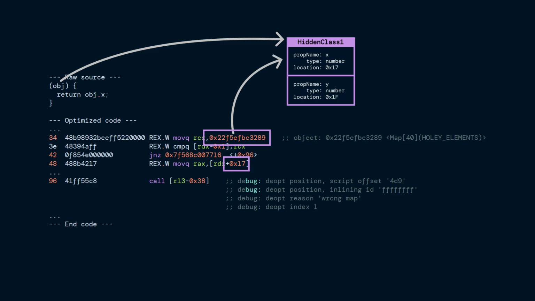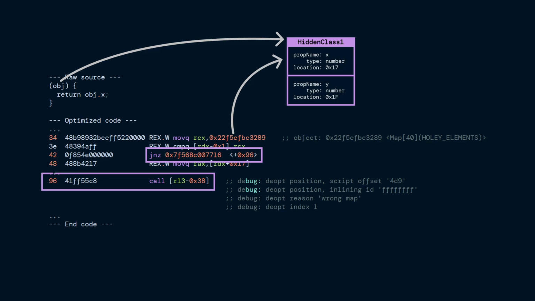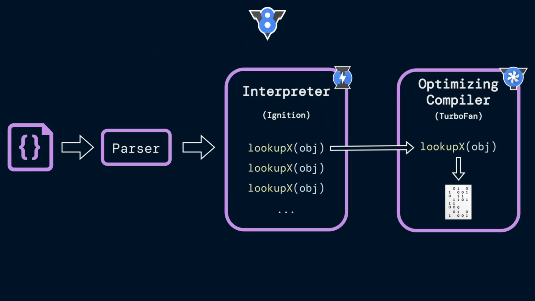So if this function ever gets called with an object that has a different hidden class, V8 will have to scrap this code and create new one. Which is exactly what happens if the comparison here fails. This JNZ instruction tells the CPU to jump to line 96, which is a call to the deopt procedure. It even says here, deopt reason wrong map, meaning the object's shape doesn't fit the shape we've expected. This procedure tells V8 to throw out this machine code and go back to executing bytecode through the interpreter. This function might get optimized again in the future, and we'll see what that looks like in a second. But this process of deoptimization is a huge performance hit in and of itself.